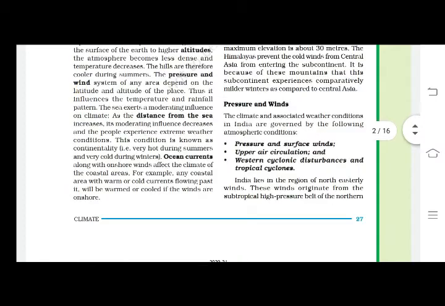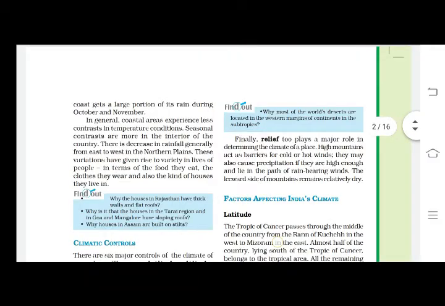Then we have ocean currents. Ocean currents along with onshore winds affect the climate of the coastal areas. For example, any coastal area with warm or cold currents flowing past it will be warmed or cooled if the winds are onshore. Here what happens, the currents which are moving in the ocean, along with onshore winds, also affect the climate of the coastal areas. So these were the climatic controls.